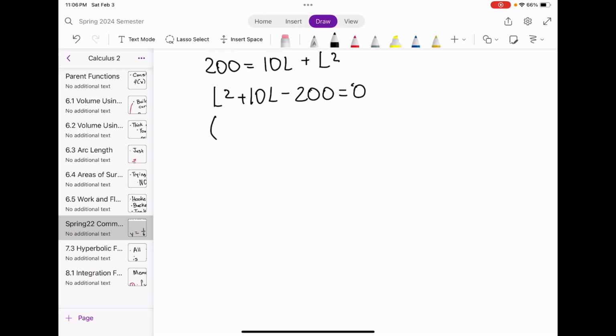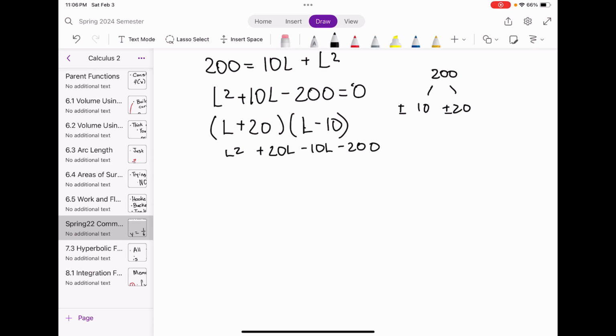So I'm looking at L, which only has one option here. It's just L. For 200, the best option is probably a 10 and a 20, plus minus 10, plus minus 20. And since this is a positive number, this is going to be L plus 20 and this is going to be L minus 10. And if you double check, you get L squared plus 20L minus 10L minus 200, which checks out. Right. And so L can be either 10 or negative 20.